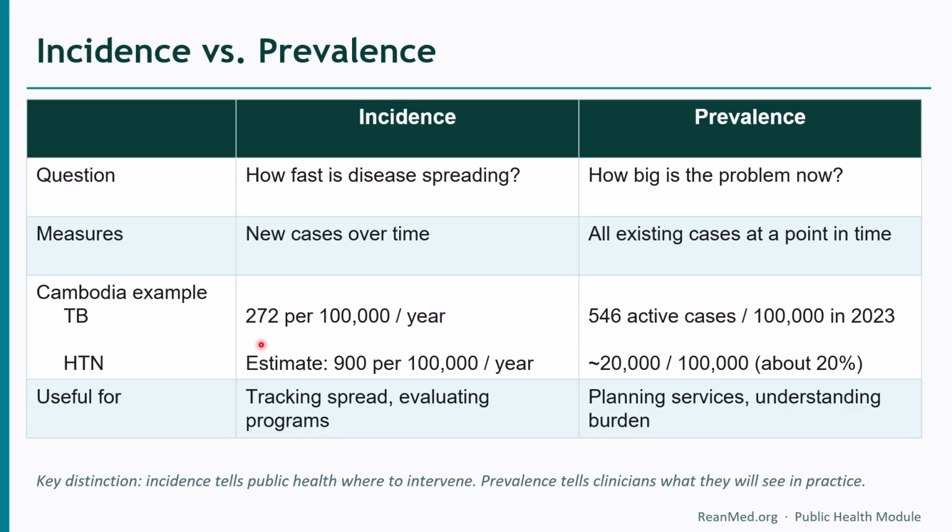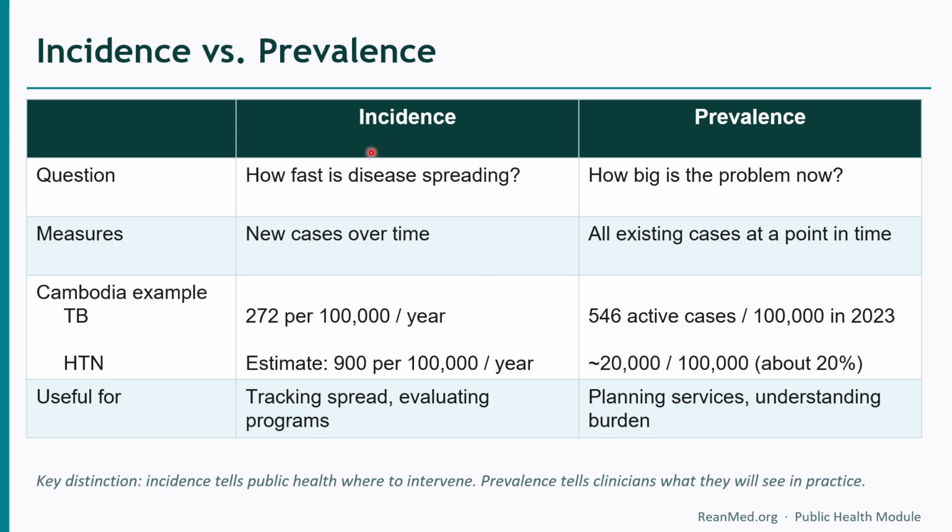So if the incidence is close to the prevalence, then the disease lasts for a short time. The cases last a short time. But if the prevalence is a lot bigger than the incidence, then that means that the cases are lasting for a long time.